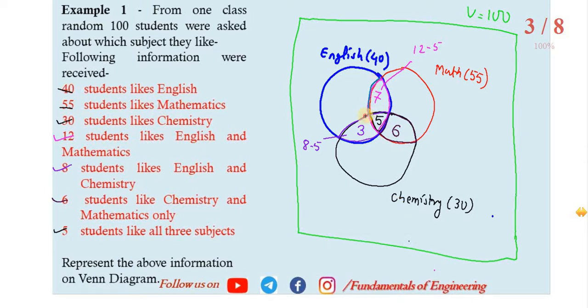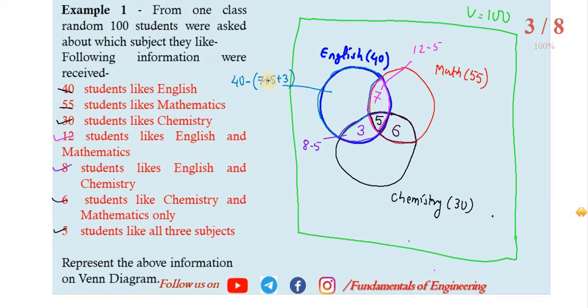area. This area shows the students who like only the English subject. How are we getting that? 40 minus the remaining addition; if you get this addition, then you will get the students who like only English. So 40 students minus the addition of 7 plus 5 plus 3. How many? 7 plus 5 plus 3.